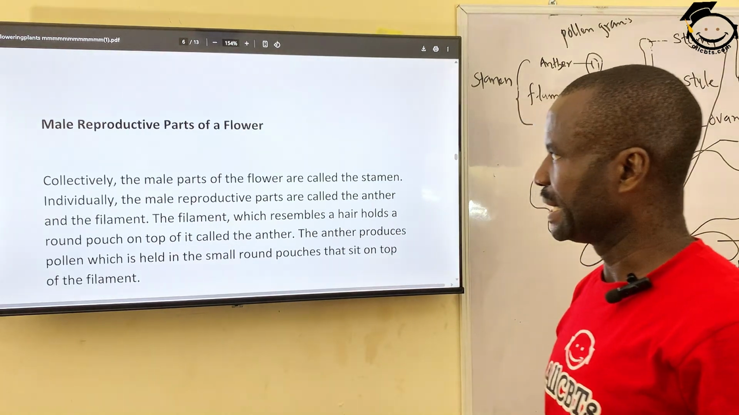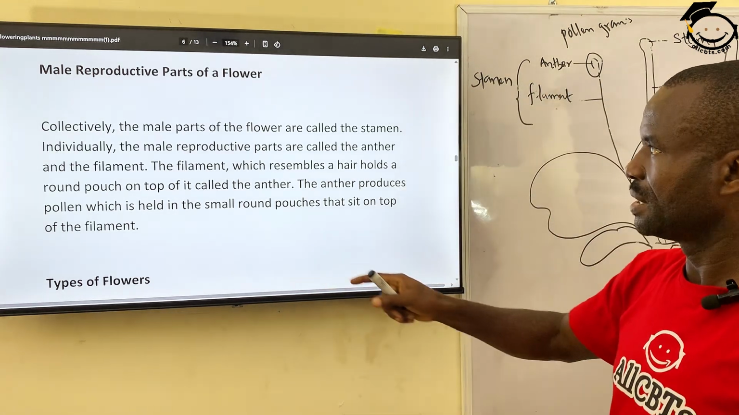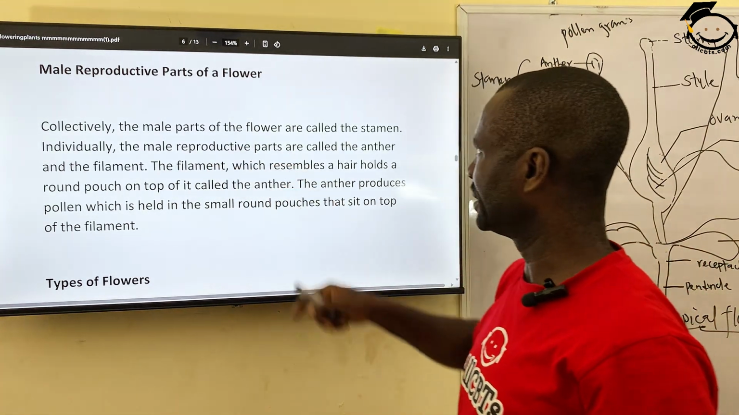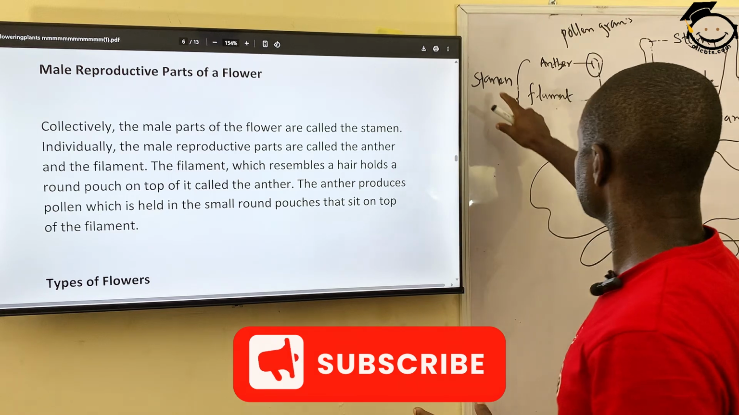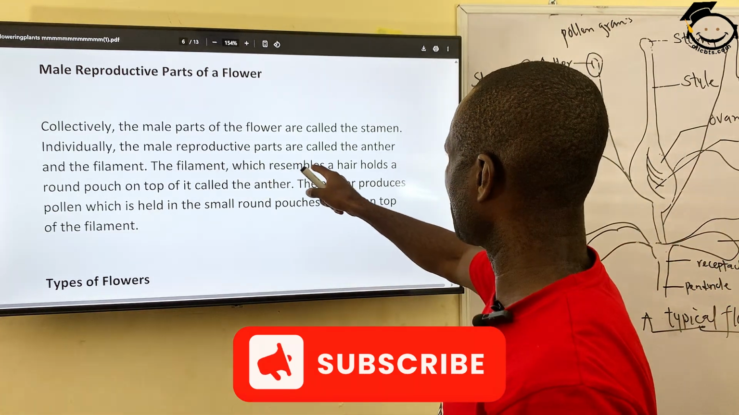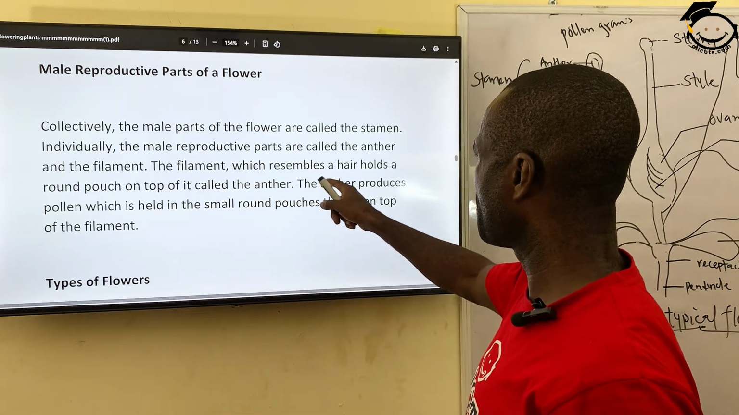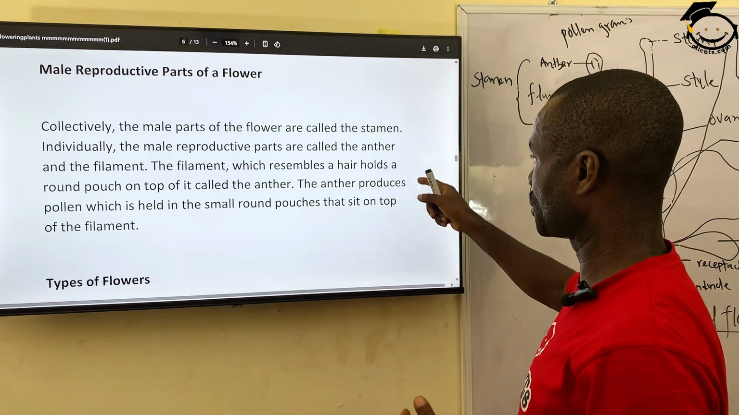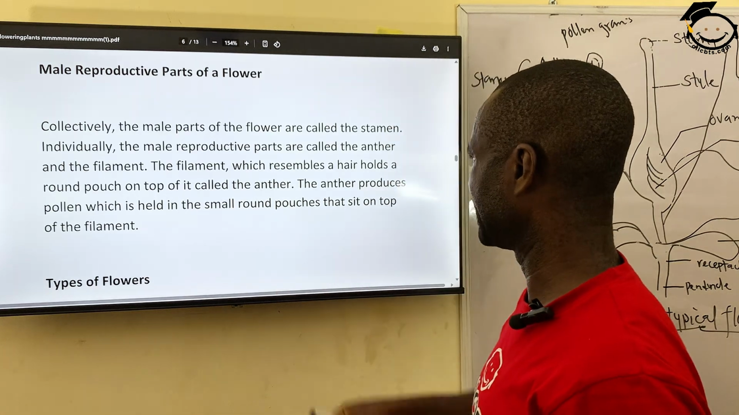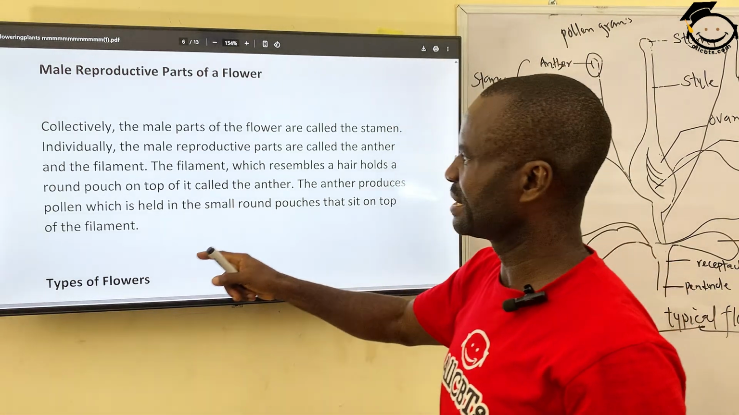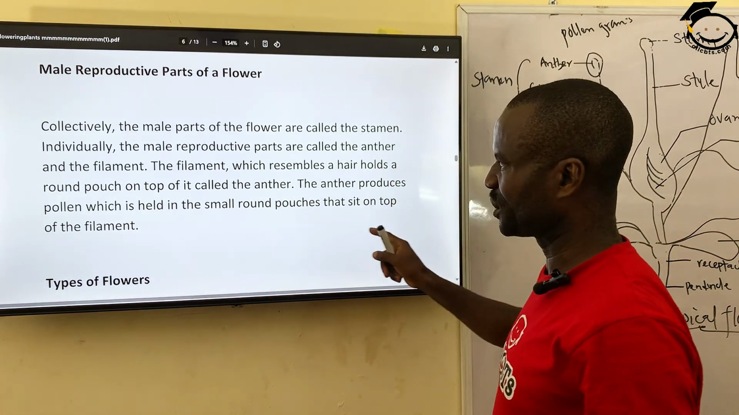Now, the male reproductive part is made up of the stamen. Collectively, the male part of the flower is called the stamen. Individually, each stamen is made up of the anther and the filament. The filament, which resembles a hair-like structure, holds a round pouch on top of it called the anther. The anther produces pollen grains, which are held in the small round pouch that sits on top of the filament.